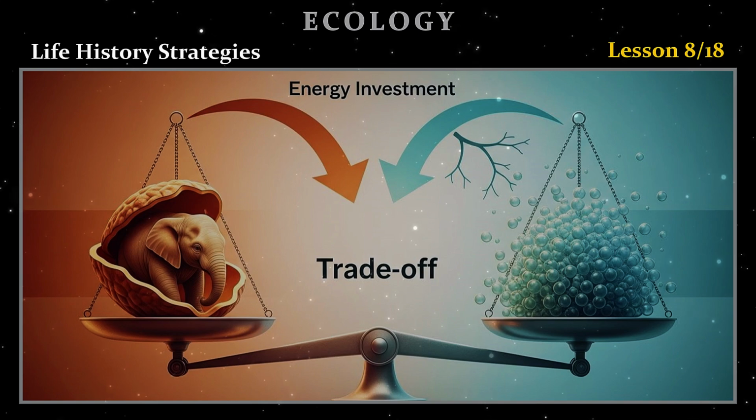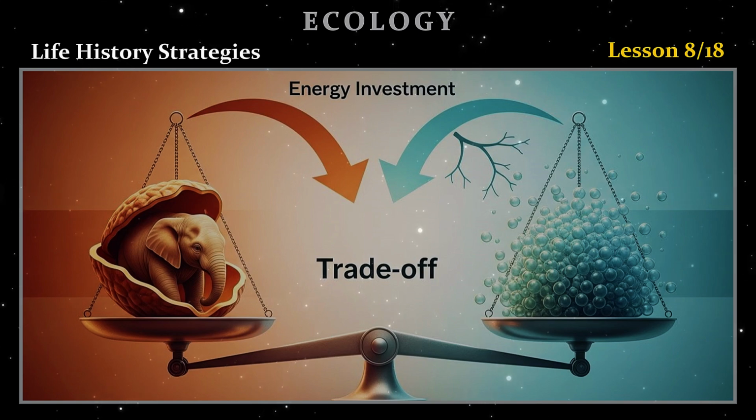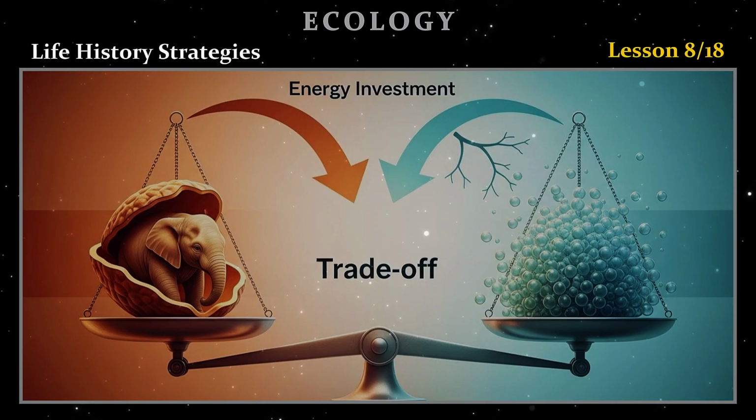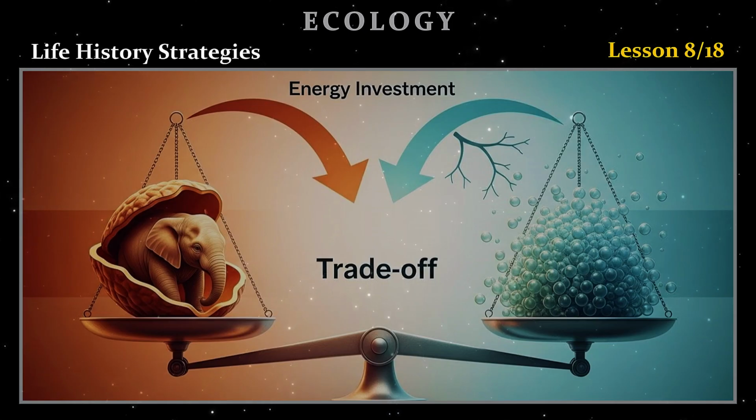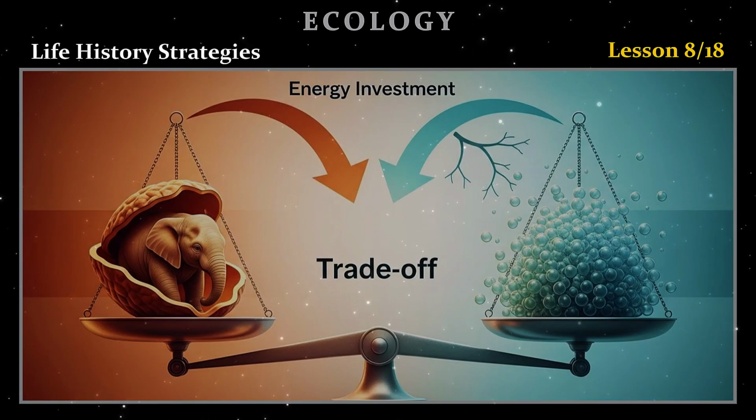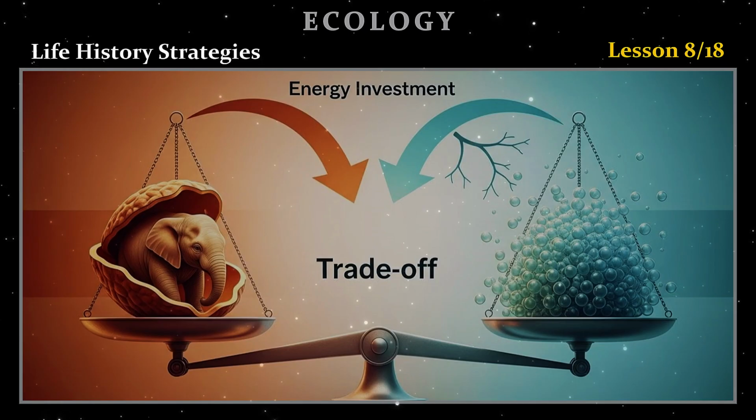To visualize how these lives play out, ecologists use survivorship curves. Imagine a graph that tracks the fate of 1,000 individuals born at the same time. Type I survivorship is the curve of the K-selected species, like humans.